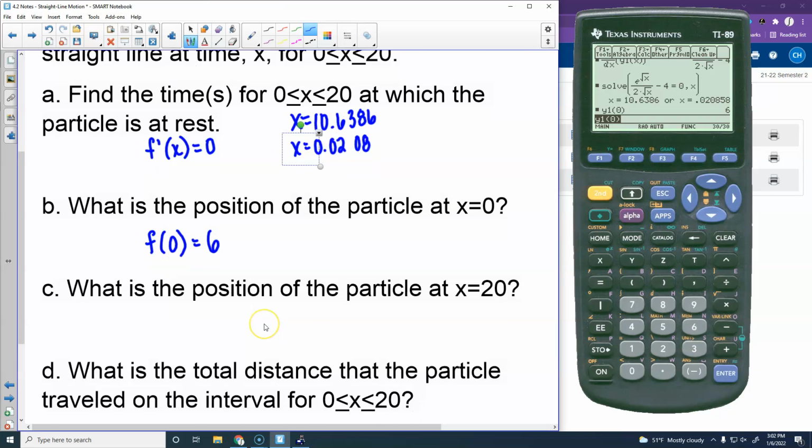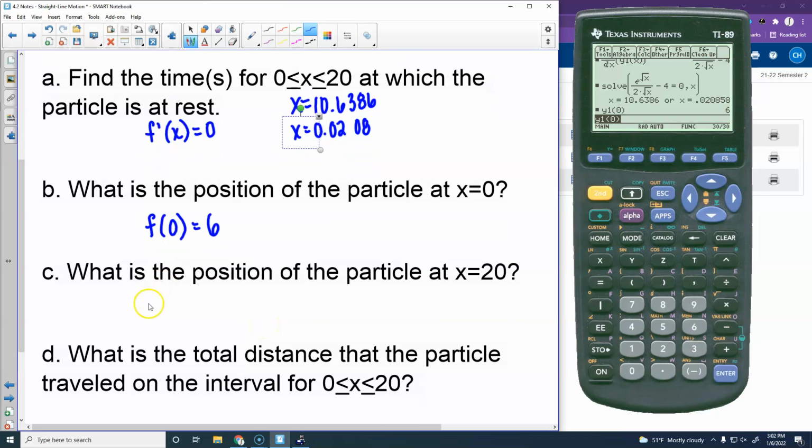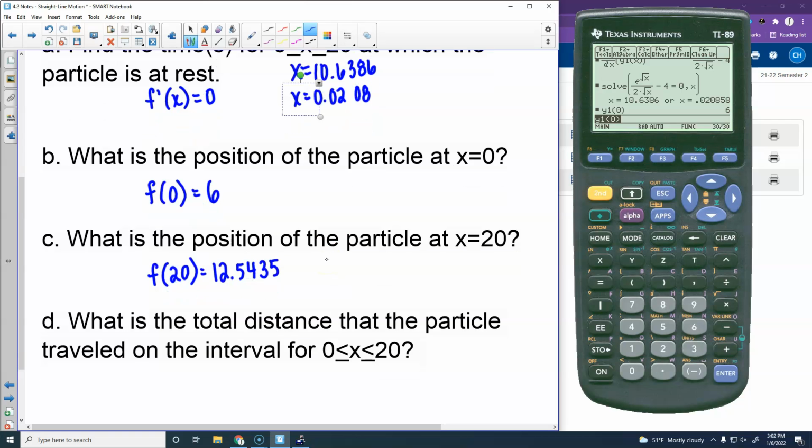All right, position of the particle at x equals 20. F of 20, what do you get when you do that? 12.5435. Okay. Oh, 6.5. What's the unit of measure? Okay, here's the tricky thing here. It says, what is the total distance that the particle traveled on the interval from 0 to 20?